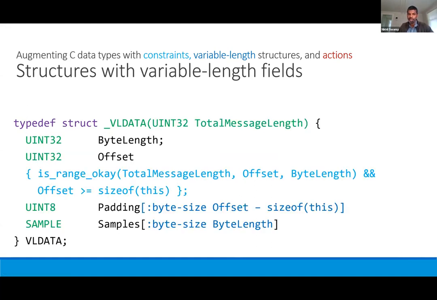Okay, and this language of constraints and variable length things is quite expressive. So you can say, I can write a type that's parameterized by some total message length. And I may have a byte length field and an offset. And I could say in my specification that I first have some padding, and the size of that padding can be computed as this expression using the offset. And then what I'm left with is a variable length array whose size is that, but this entire message must fit inside this total message length. And you can write constraints like this.